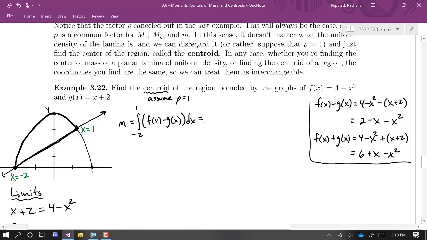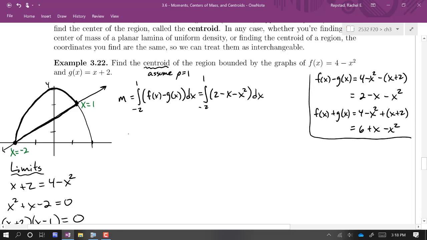Alright, so coming back over here to the mass integral, we're integrating from minus 2 to 1. F minus g is 2 minus x squared with respect to x. That's a nice polynomial.